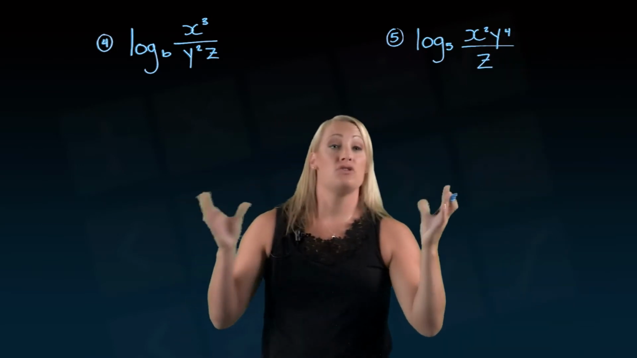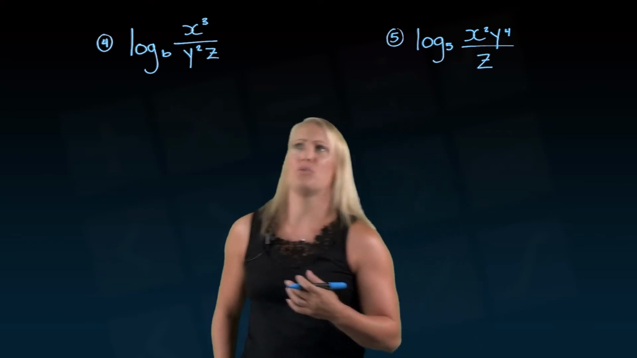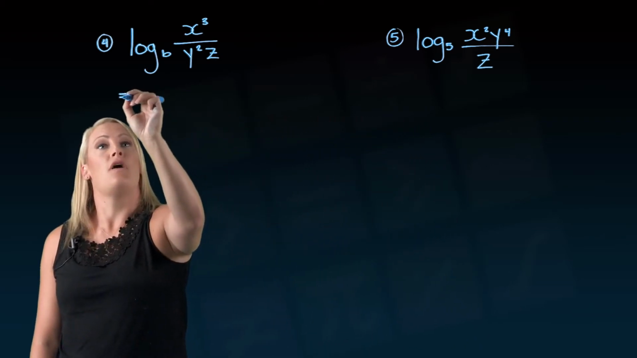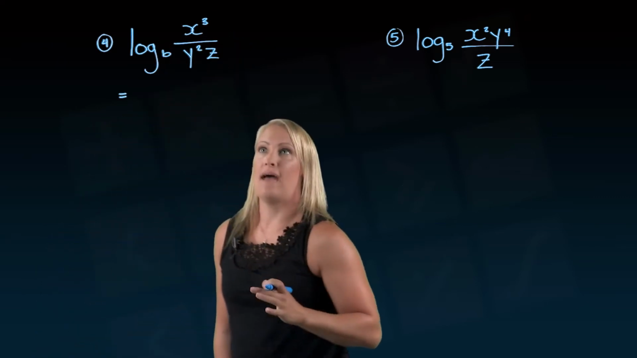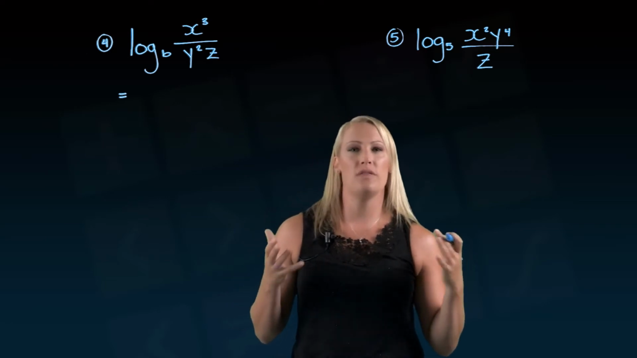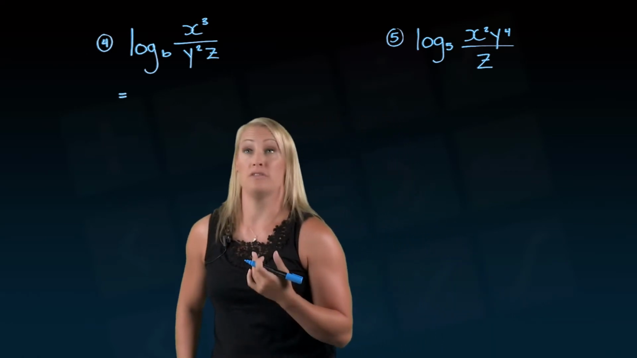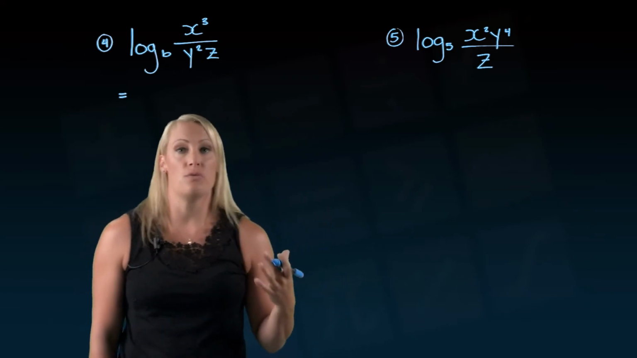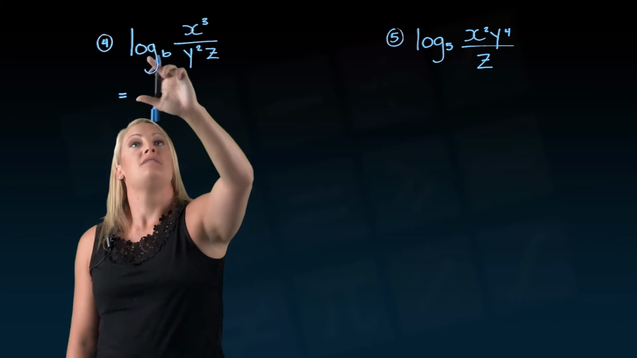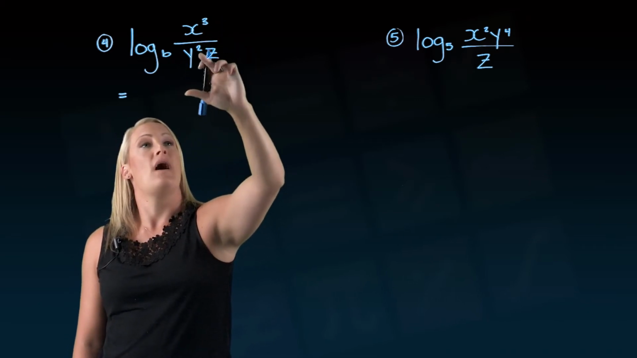So now I want to take a look at two more questions, expanding logarithms, and this time just using the rules in combination. We are going to start by breaking apart the fraction that we have there and expanding it. We'll deal with the exponents at the end. We're kind of doing BEDMAS backwards in these questions. So we're going to start with the division and multiplication, and then deal with the exponents at the end. What this says is log base b of x to the power 3 divided by y squared z.